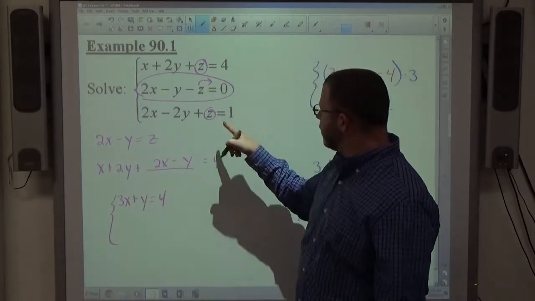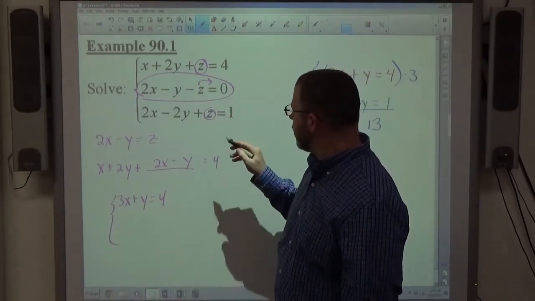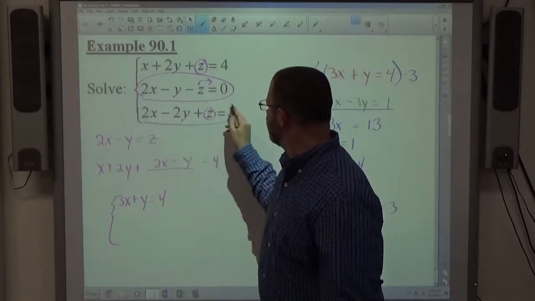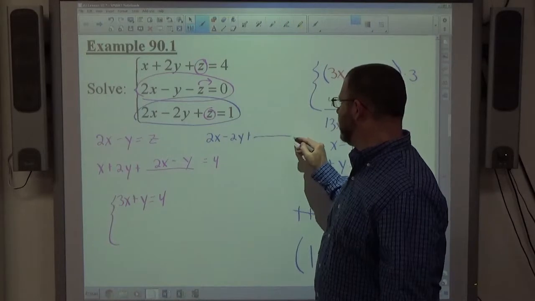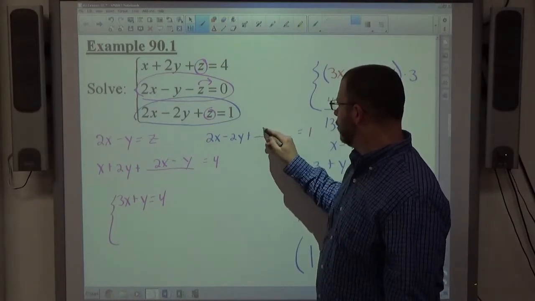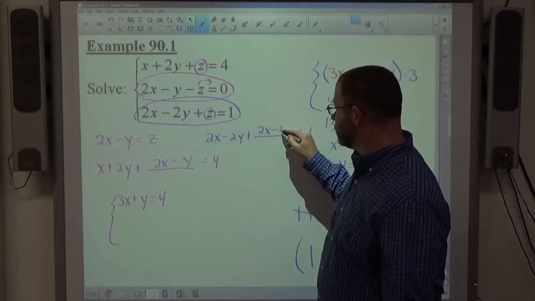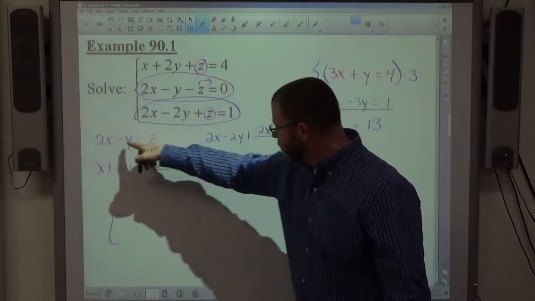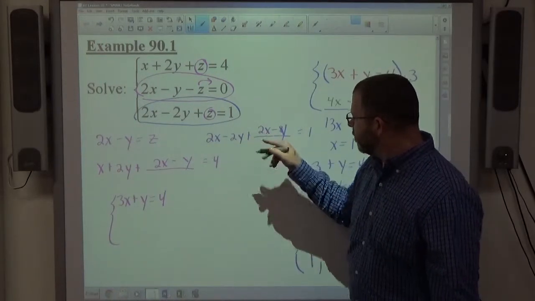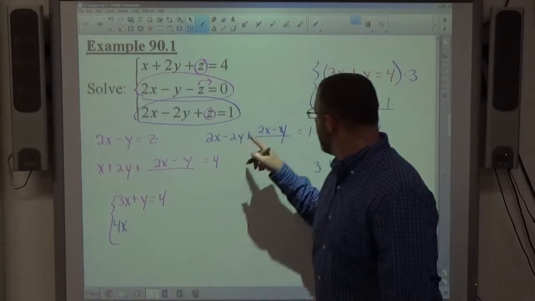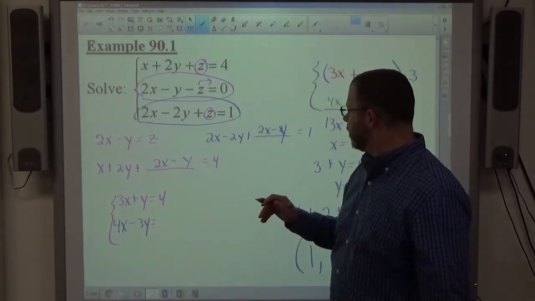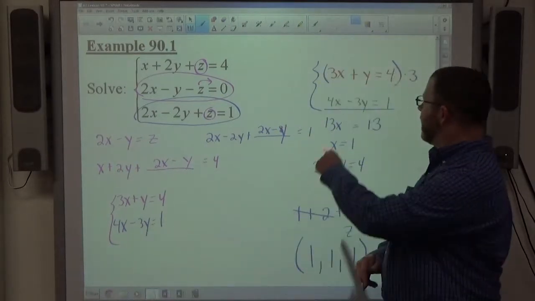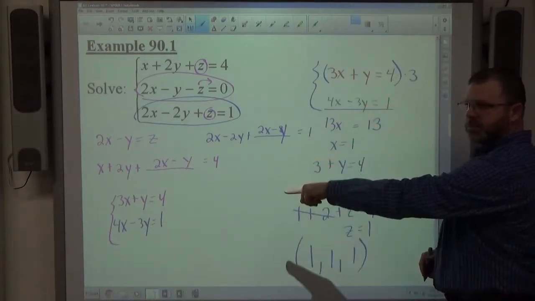And if I take 2x minus y and put it in place of z in the other equation, let me go with a different color here, I'm going to get 2x minus 2y plus z equals 1, but z is going to be 2x minus y. 2x plus 2x is 4x. Negative 2y minus y is negative 3y. And equals 1. You got me to the same place, right?